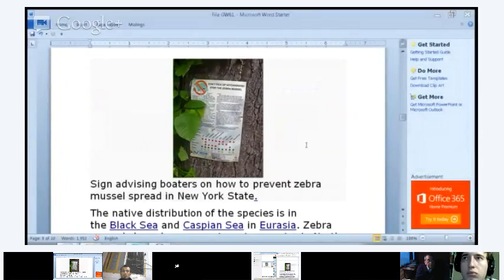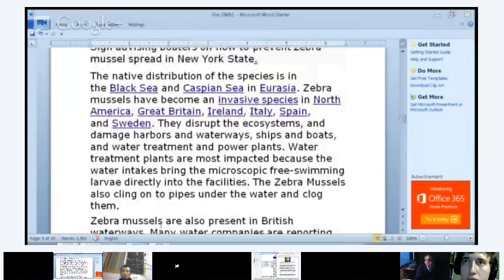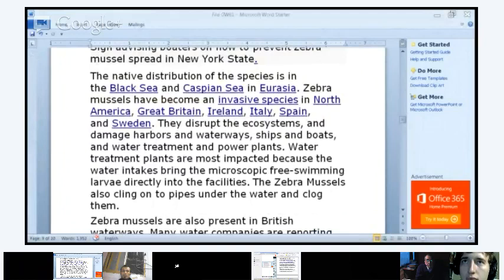And so what I wanted to do was to have somebody read this information. And so, yes, Mitri, this is perfect. They're coming from Russia and invading the world. Go ahead, please, Mitri.